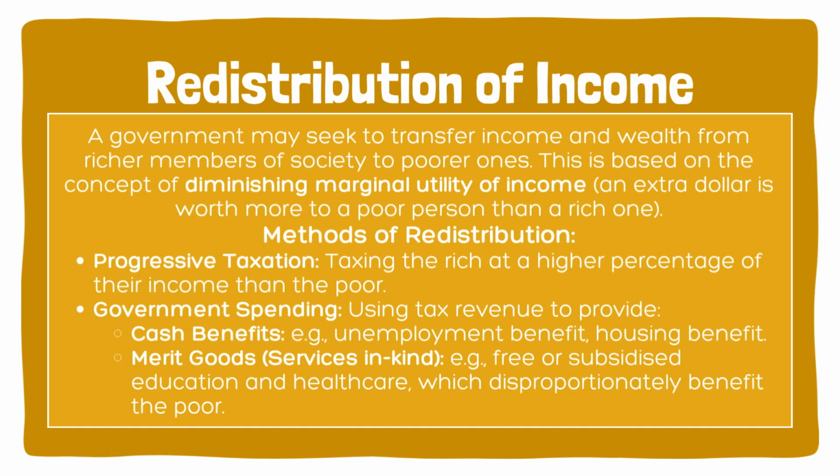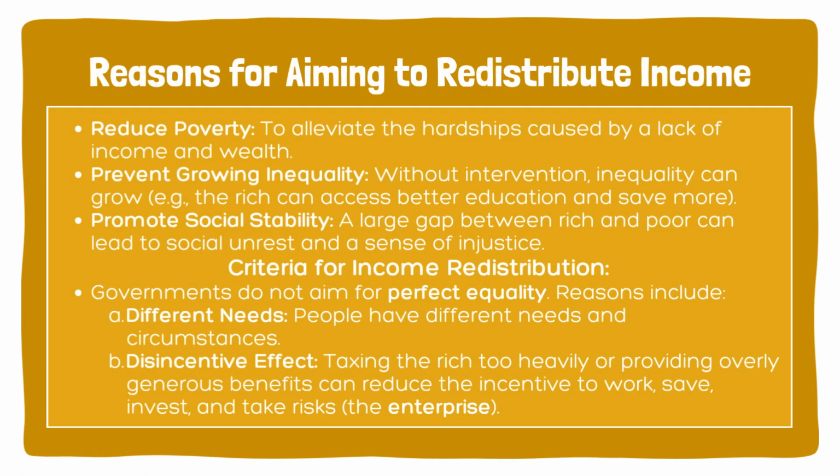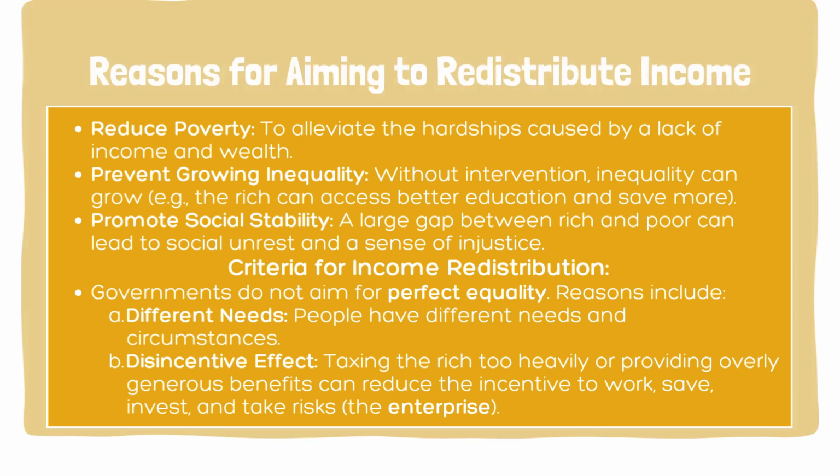Redistribution of income is another key aim, where governments attempt to reduce inequality by transferring income from the rich to the poor. This is done through progressive taxation and government spending on benefits and public services such as education and healthcare. Redistribution is important because high levels of inequality can lead to poverty, social unrest, and unequal opportunities. However, governments do not aim for complete equality, as this could reduce incentives to work and invest. Instead, they try to strike a balance between fairness and efficiency.